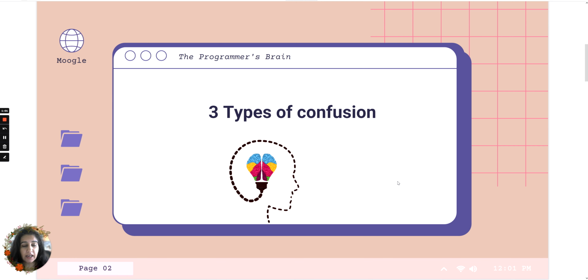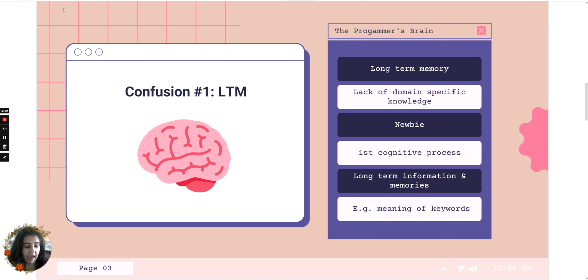Right at the beginning, the core concept which is presented is that there are three types of confusion. These three types of confusion are associated with three different types of cognitive processes and memories. So confusion number one is associated with LTM, which is short for long-term memory. Long-term memory is where you store a lot of your old memories and information, and the part of the brain that regulates this is called the hippocampus.